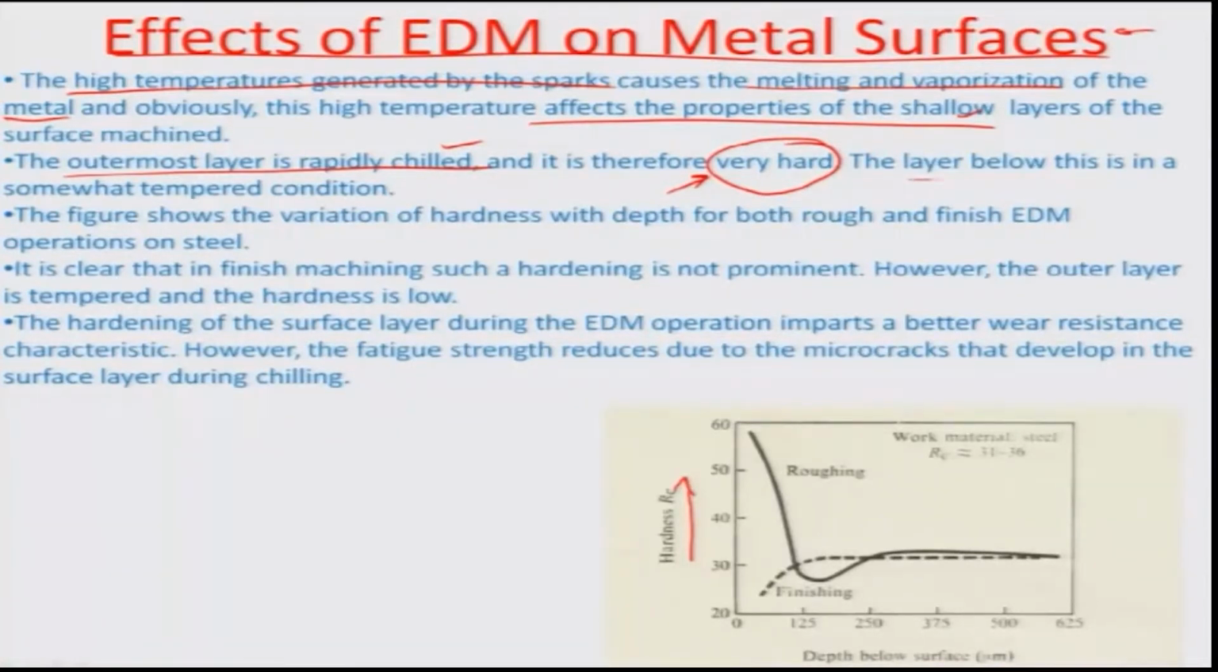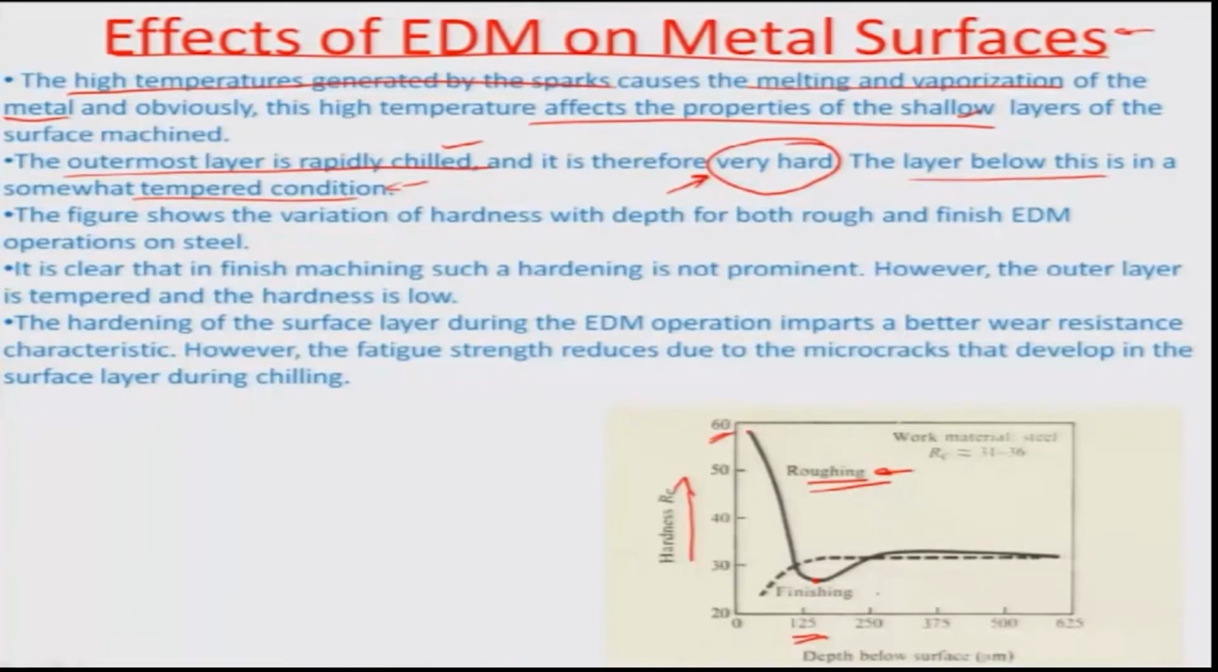Obviously, there is going to be a layer below this hard layer which is somewhat tempered in its condition. If I look at the profile in the case of a roughing EDM operation, and by roughing we mean a very high spark energy, we can see that the hardness suddenly changes if we look at it as a function of depth. On the surface the hardness is pretty high, in the range of about 60 Rockwell hardness, 60 HRC, and it goes down all the way to about 100 and at a depth of below about 125 microns on the surface, where the hardness really is at an all time low, which is probably about 25 HRC. So, from 60 to 25 HRC.